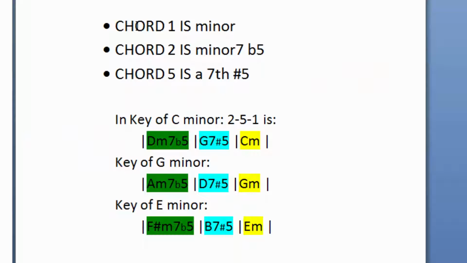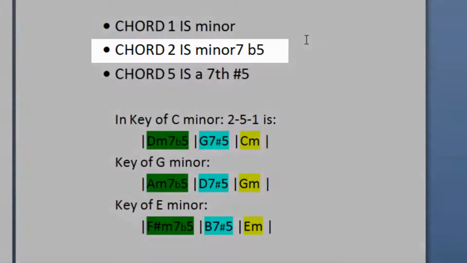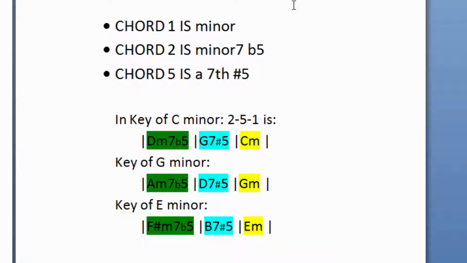Okay, so if we look down to the next section here, a 2-5-1 in a minor key, chord 1 is always minor because we go into a minor key. Chord 2, I've said here, minor 7 flat 5. This is where we start getting into a little bit of alteration of chords, and the reason for that is if we go back to our scale here, we have to derive our notes from this scale.